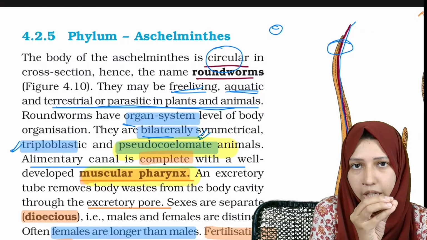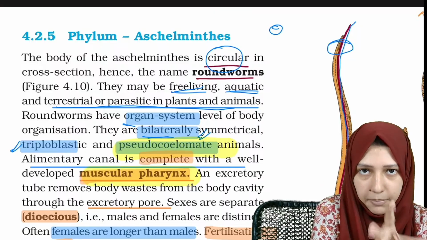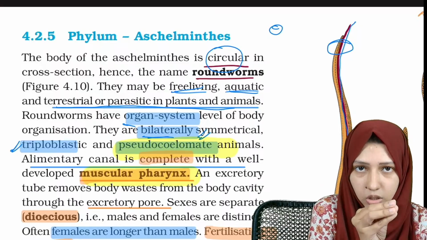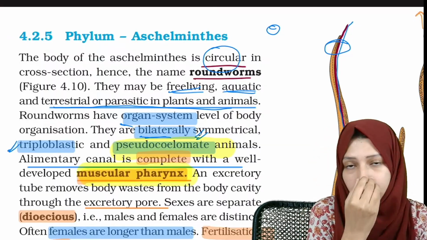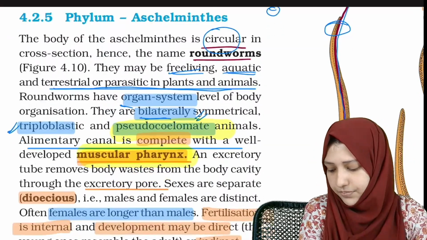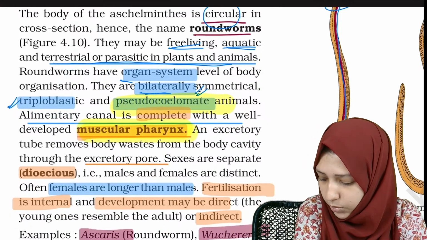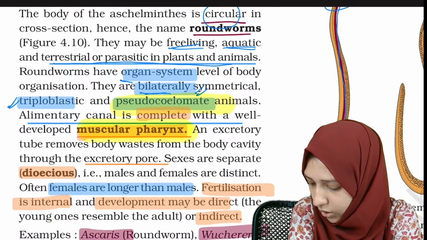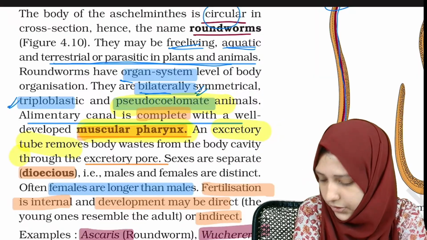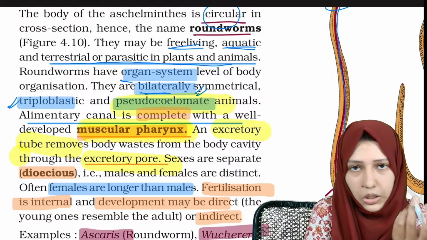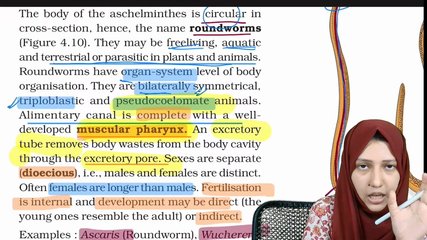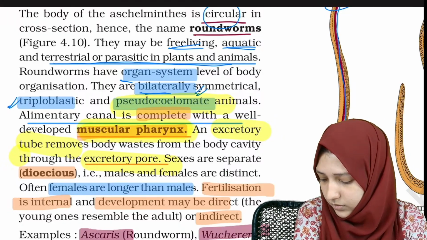So, the alimentary canal or the digestive system is complete, and it is having one additional structure that is known as muscular pharynx. Okay, muscular pharynx. And excretory tubes remove the waste from the body. Okay, they are also having an excretory tube and it excretes through a pore which is known as excretory pore. Okay, these all specialties are for Aschelminthes.